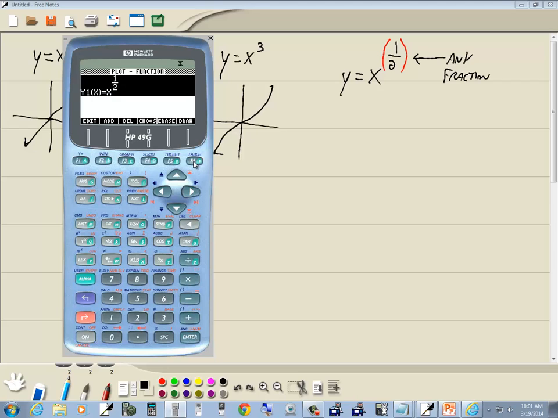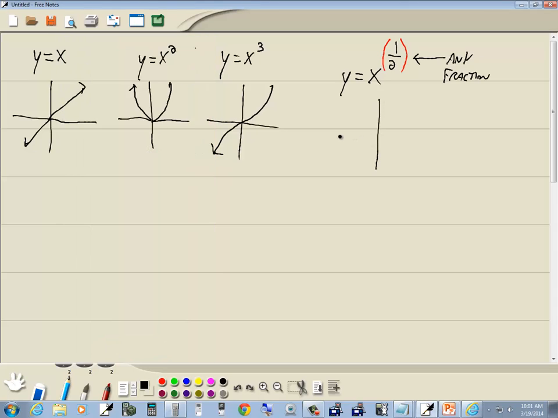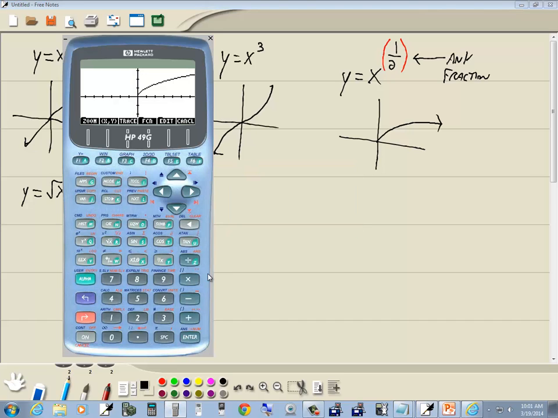And now do F6 for draw. And there's our graph. Looks like that. Well, let's take a look at y is equal to square root of x. So I'll do F6 for cancel.